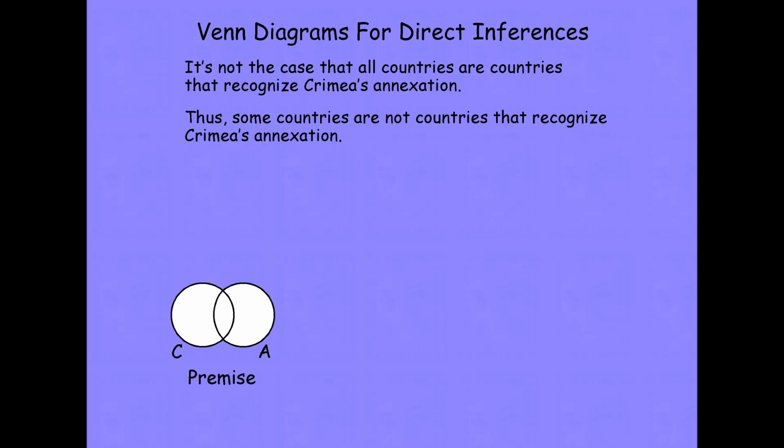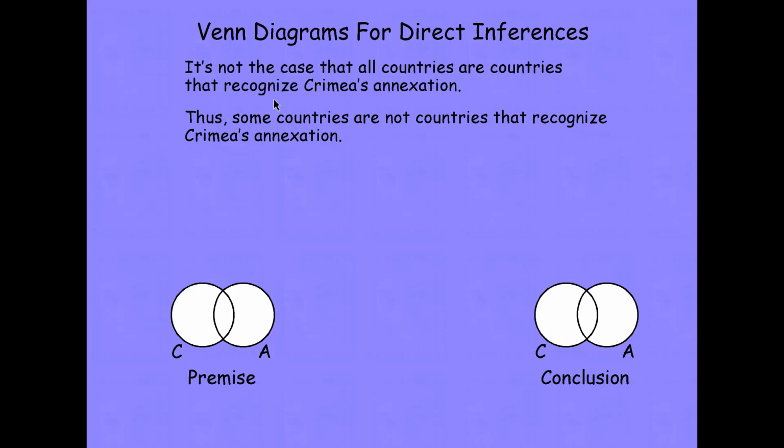Then we take a major word in our subject class. In this case, C for countries is the only word in our subject class. We label the left-hand circle, the subject circle, with that letter. Then we take a significant word in our predicate class, in this case annexation, and use that first letter to label our predicate class on the right-hand side. We do the same thing for our conclusion diagram. So now we've got a premise diagram and we've got a conclusion diagram.